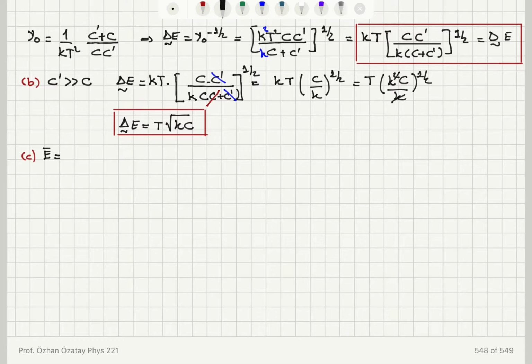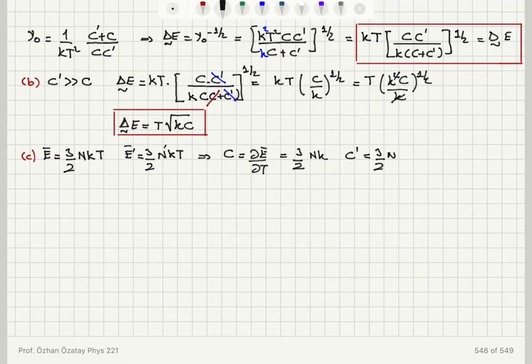The mean energy is given by 3 over 2 capital N kT due to the translational kinetic energy of the center of mass. And similarly for E prime bar, I would have 3 over 2 capital N prime kT, and therefore the heat capacity C will be del E bar del T, which is 3 over 2 capital N k, and similarly C prime would be equal to 3 over 2 N prime k, which is del E prime bar del T. So I have to substitute this result for delta E tilde.